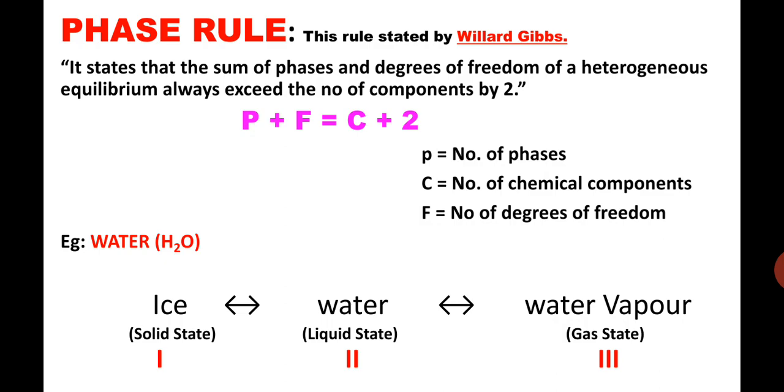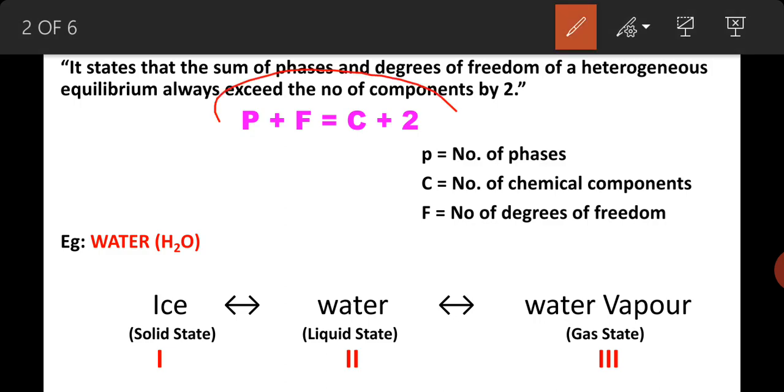The phase rule states that at heterogeneous equilibrium, the sum of phases and degrees of freedom always exceeds the number of components by 2. This statement mathematically represents P + F = C + 2. Here, P means the number of phases. A phase is a part of a system. At equilibrium, it is physically distinct and mechanically separable.